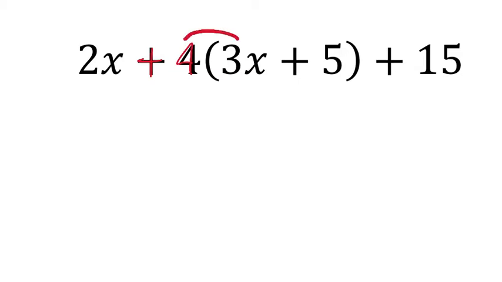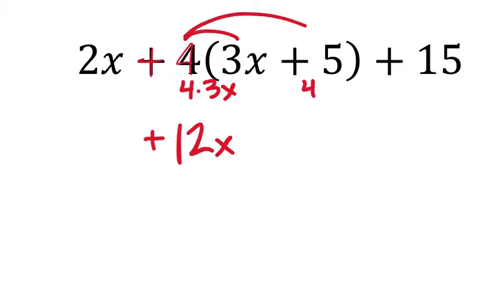So when I distribute here, that's 4 times 3x's, which would result in positive 12x's. And I got that plus sign out in the front because of the 2x. But I also have to distribute the 4 to the 5 as well. So that's 4 times 5. Remember, distribution is multiplication. And 4 times 5 is positive 20.